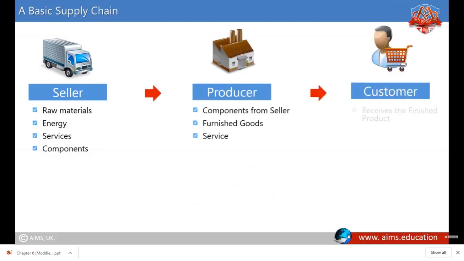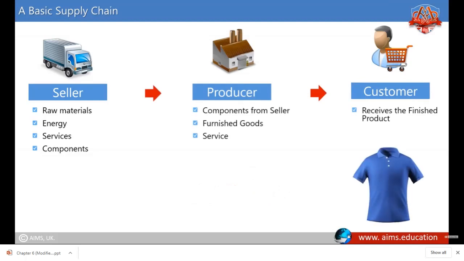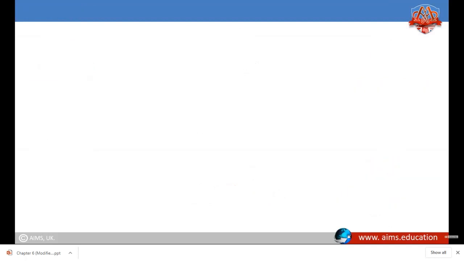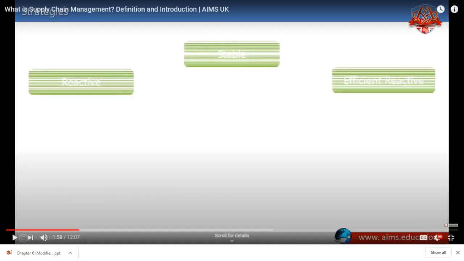The customer is the one who receives the finished product. That is the one who wears those shirts, uses the crockery, turns on the lights, or flies in an aeroplane. Strategies. There are three. Right, so we are going to skip a little on these strategies as we are not teaching into this depth at this course module.